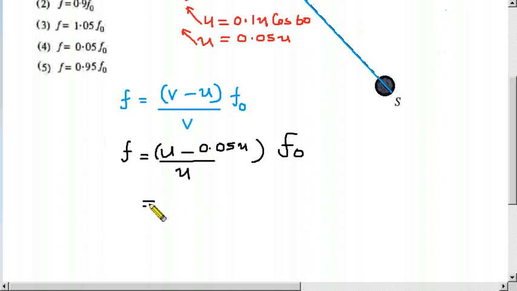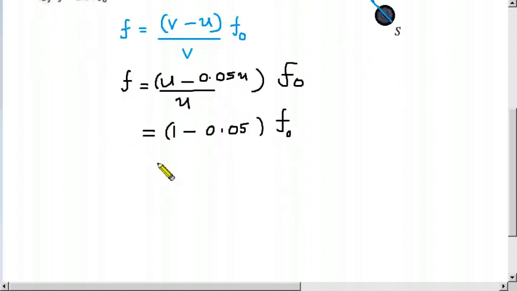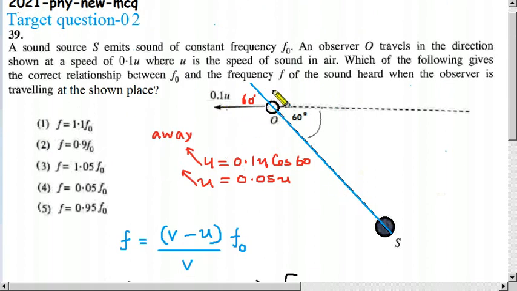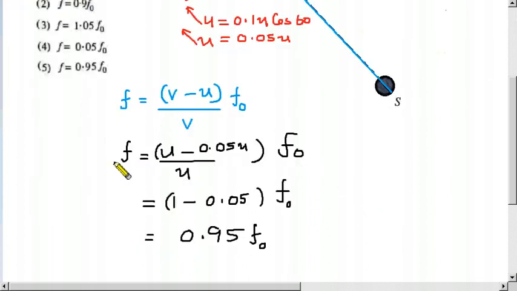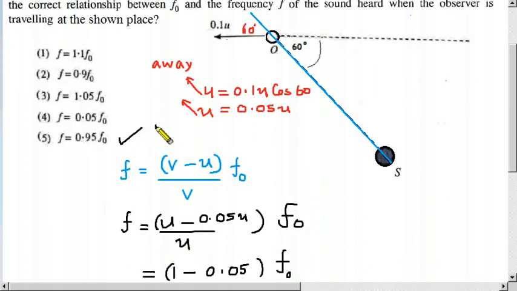So we take u out of the bracket, so it cancels with this denominator u. So 1 minus 0.05 we get. What is the value after simplifying? 0.95. That is the final answer. We don't have to find any range because there is a fixed value, because they have asked only at this place. Therefore 0.95 is the answer. The fifth one is the answer for this target question.